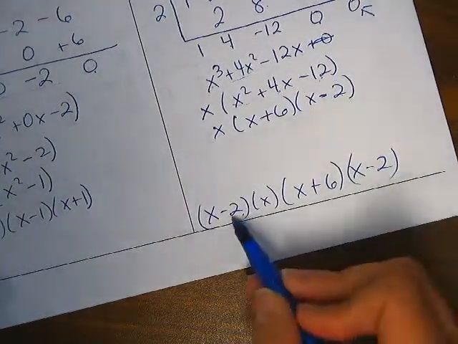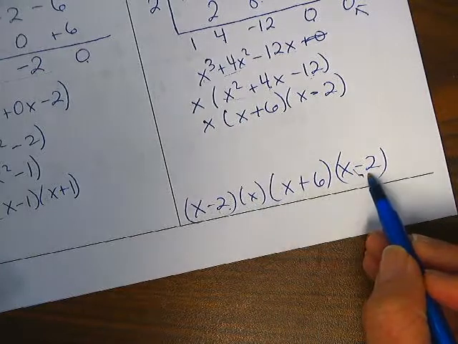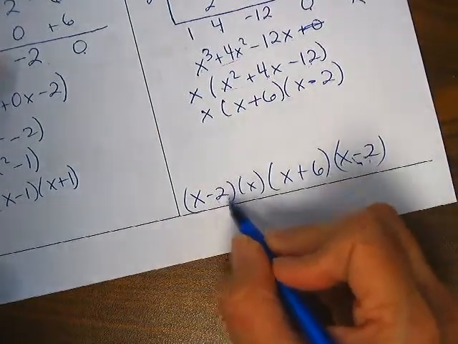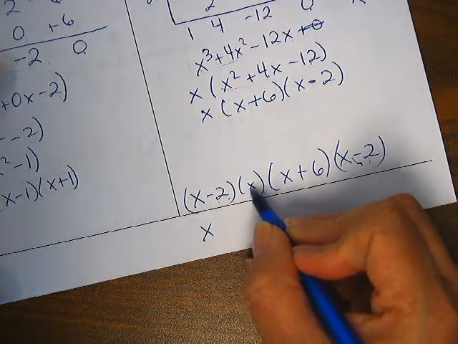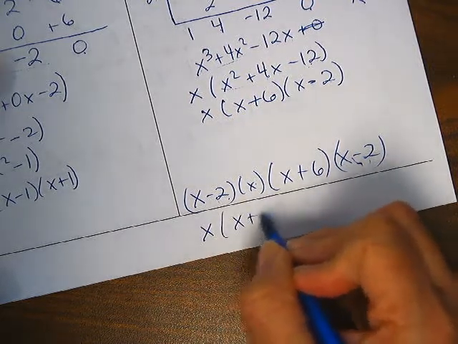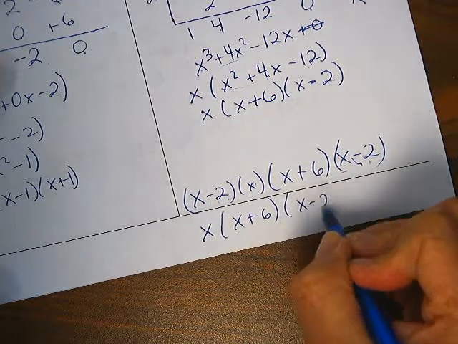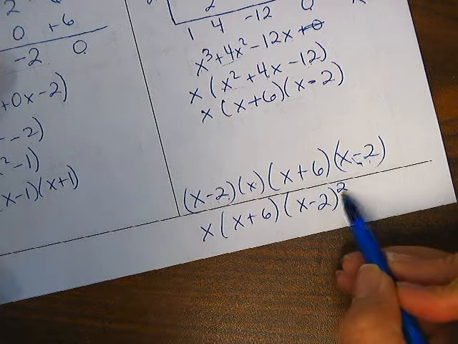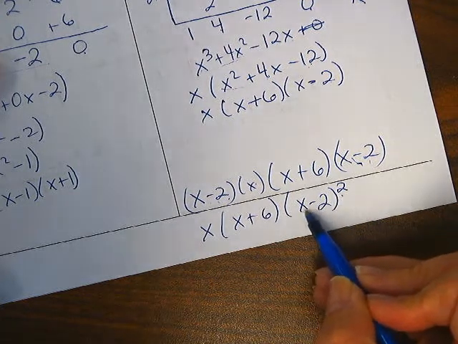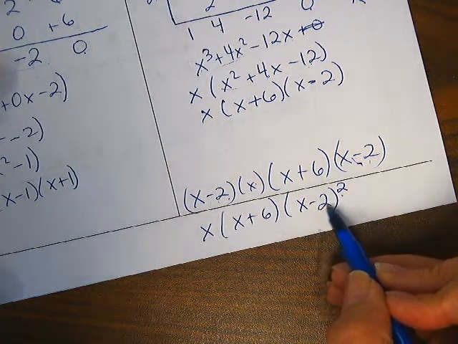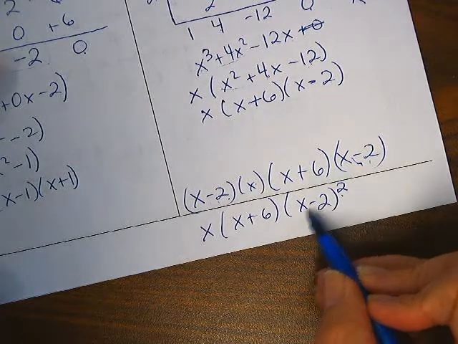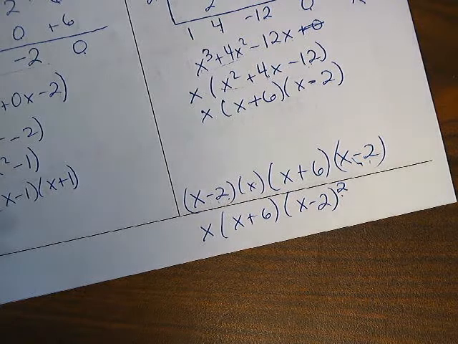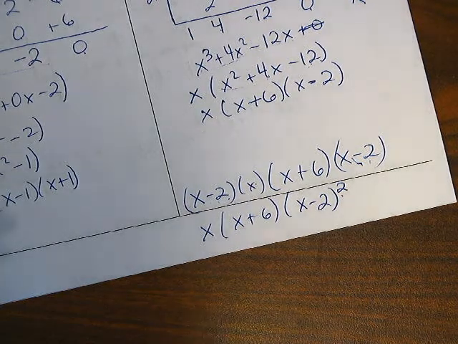Notice that we have the same one listed twice. Typically we don't write it out like that. We will just list it once. So let's rewrite this as x, so there's that one, times x plus 6 times x minus 2 squared. And if you were to graph this, you'll notice that when x equals positive 2, it doesn't actually cross your x-axis, but it bounces there. So it goes back in the same direction. And those are our 4 factors for that polynomial.